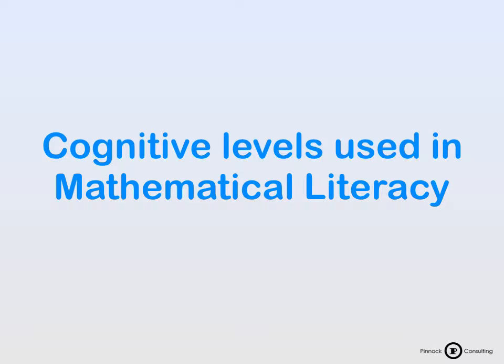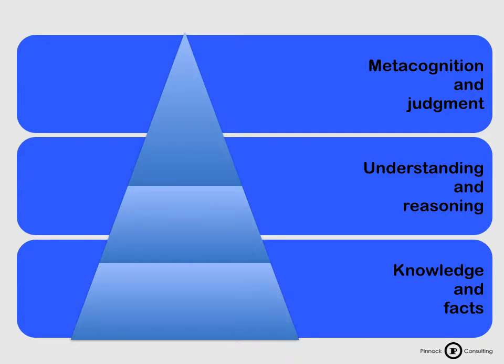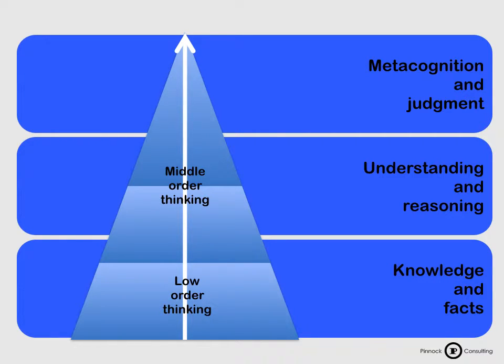Although cognitive levels are used throughout all subjects, in all our teaching and assessment, and even for all age groups, many subjects have interpreted those cognitive levels specifically for their subject matter. Mathematical literacy has used those three basic levels: knowledge and facts, which is your lower order thinking; understanding and reasoning, your middle order thinking; and then the highest order, which is your reflection on your own thoughts and your judgment. They've interpreted that into 4 levels that are appropriate for the skills needed for mathematical literacy.